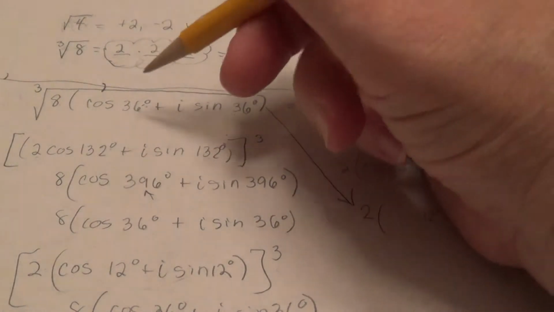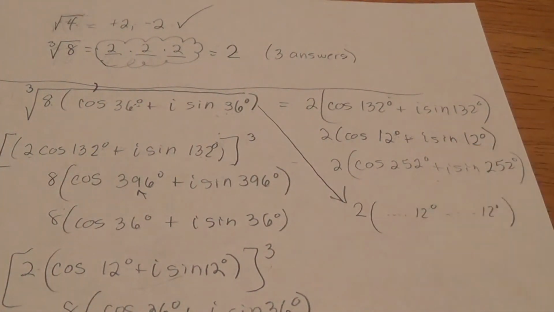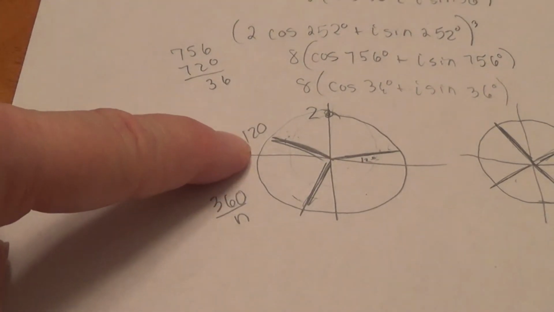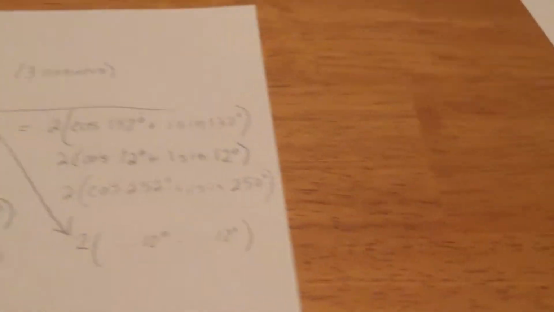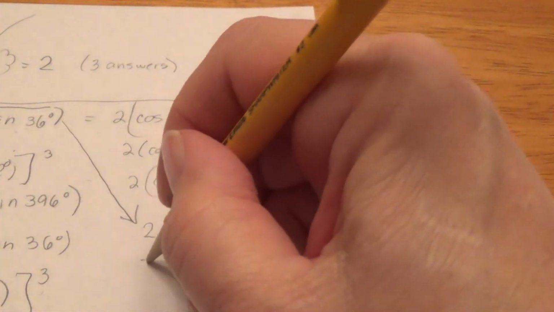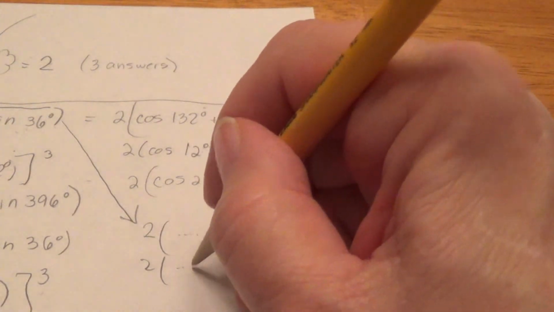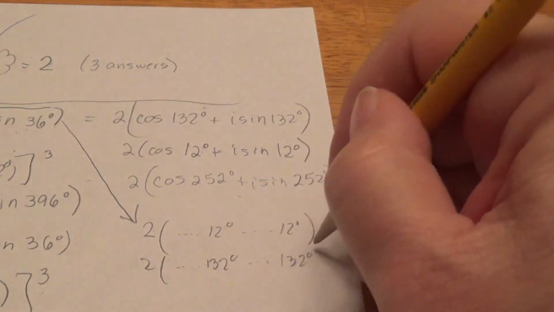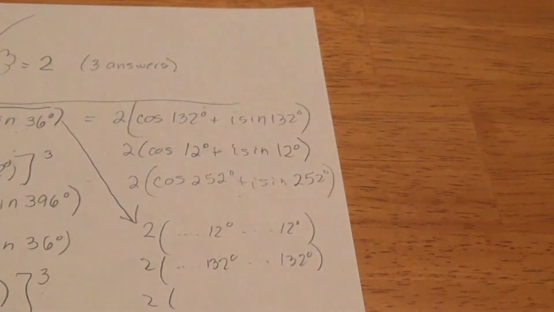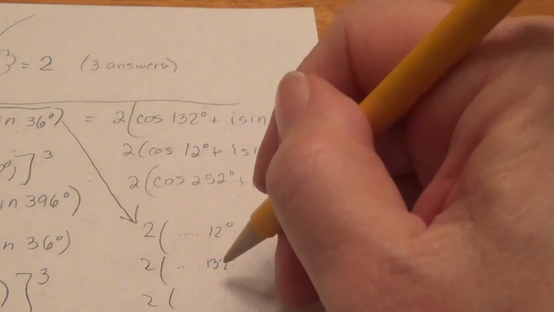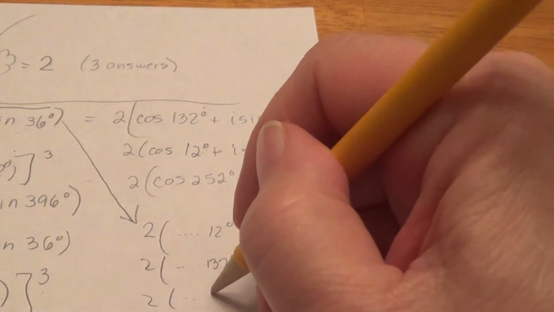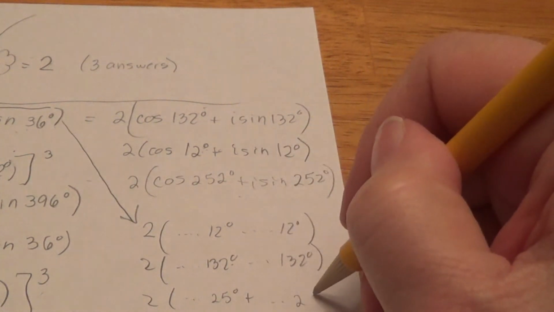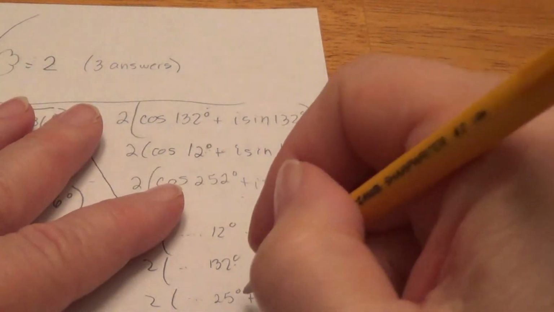And then from there, to get the next one, we look at the special number that we discovered down here. We always are going to add 120 for cube roots. So when I add 120 to the 12, I'm going to get 132. And then I'm going to add 120 again. And when I add 120 to that, I get 2 cosine 252 plus i sine 252. Oops, need a 2 in there.